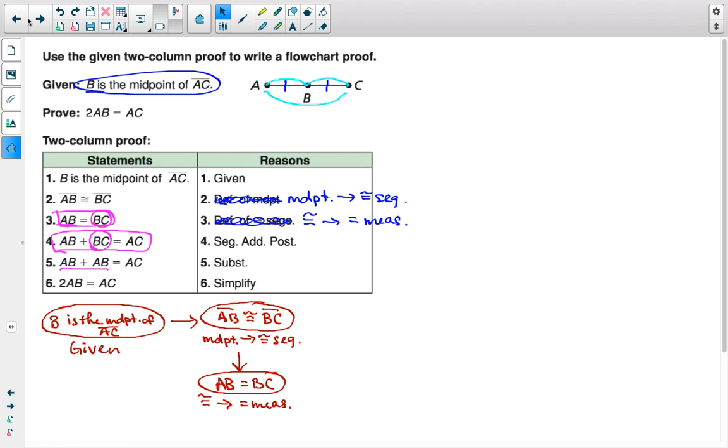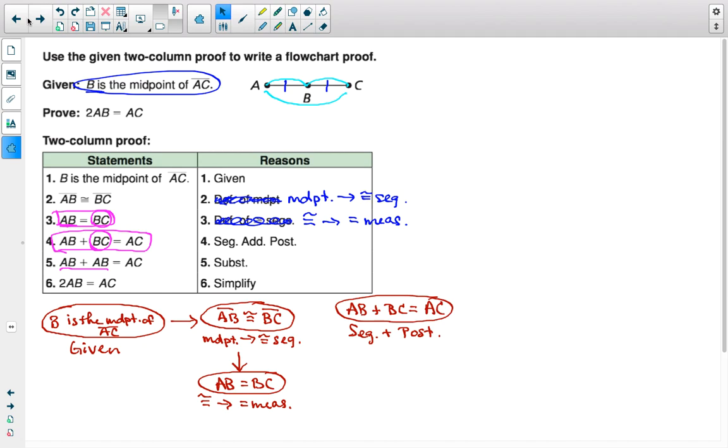Well, now this one's tricky. Do I need to know that AB is equal to BC in order to use the segment addition postulate? Or can I just use the segment addition postulate no matter what? I'm pretty sure I can just use it. So I don't need arrows pointing to the segment addition postulate one. What I do know is AB plus BC is equal to AC. And that's the segment addition postulate. I don't have arrows to that because that's not part of an if-then. I didn't need an if in order for that to be true. That is true no matter what.